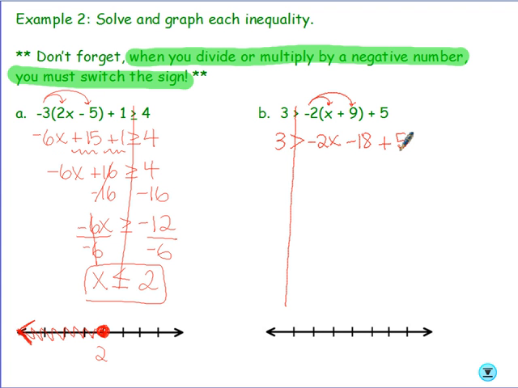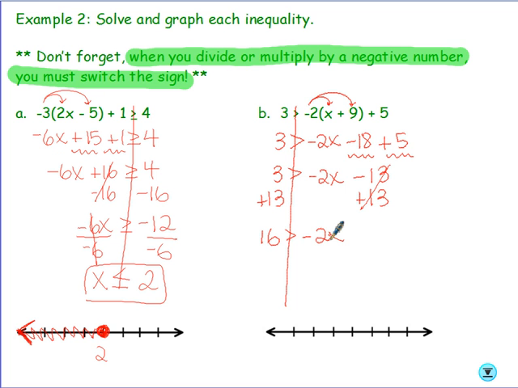Now we need to combine like terms. Keep the left side the same. On the right side, I see a pair of like terms that are both whole numbers. Keep the negative 2x. Negative 18 plus 5 is negative 13. Now, I need to solve for x. Well, I need to move that subtracted number first. I'm going to add 13 to both sides. That leaves me with 16 is greater than negative 2x.